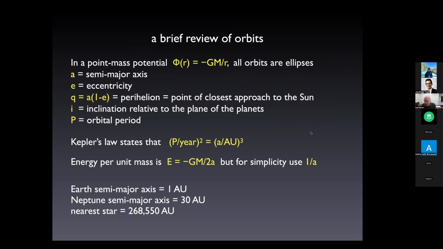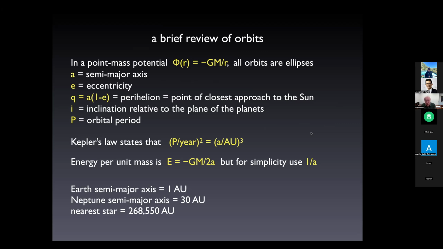I'm going to be trying to deduce the origin of that reservoir from the properties of the cometary orbits. So this is just a quick review of the standard orbit elements in a potential. There's the semi-major axis and the eccentricity, the perihelion distance, which is a times 1 minus e, the closest approach to the sun. There's the inclination, which I'll always measure relative to the ecliptic, relative to the plane of the planets, and the orbital period. And Kepler's law says that the square of the orbital period in years is the cube of the semi-major axis in astronomical units.